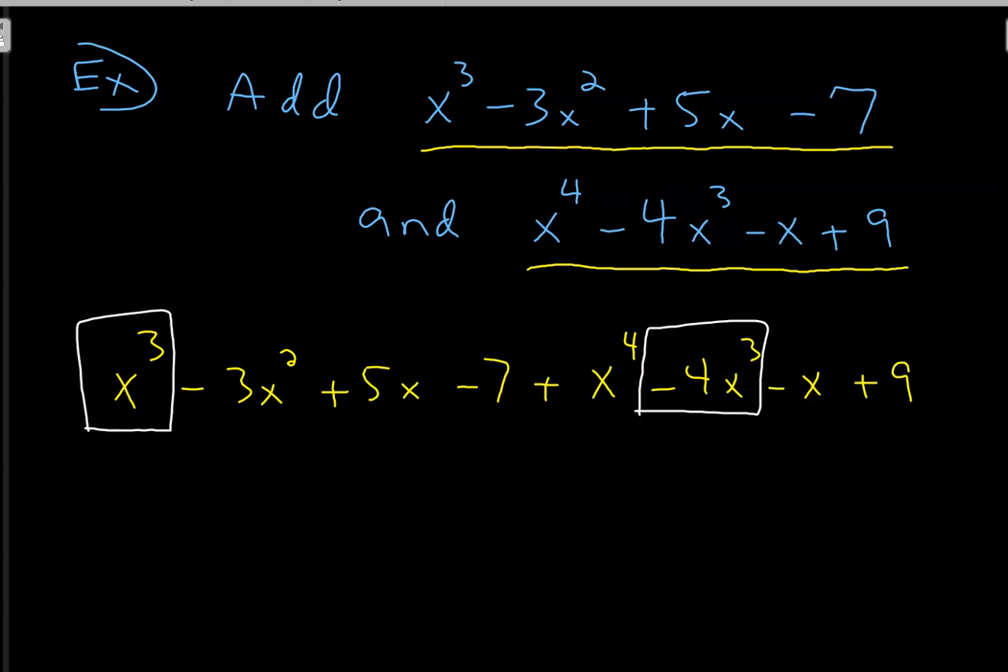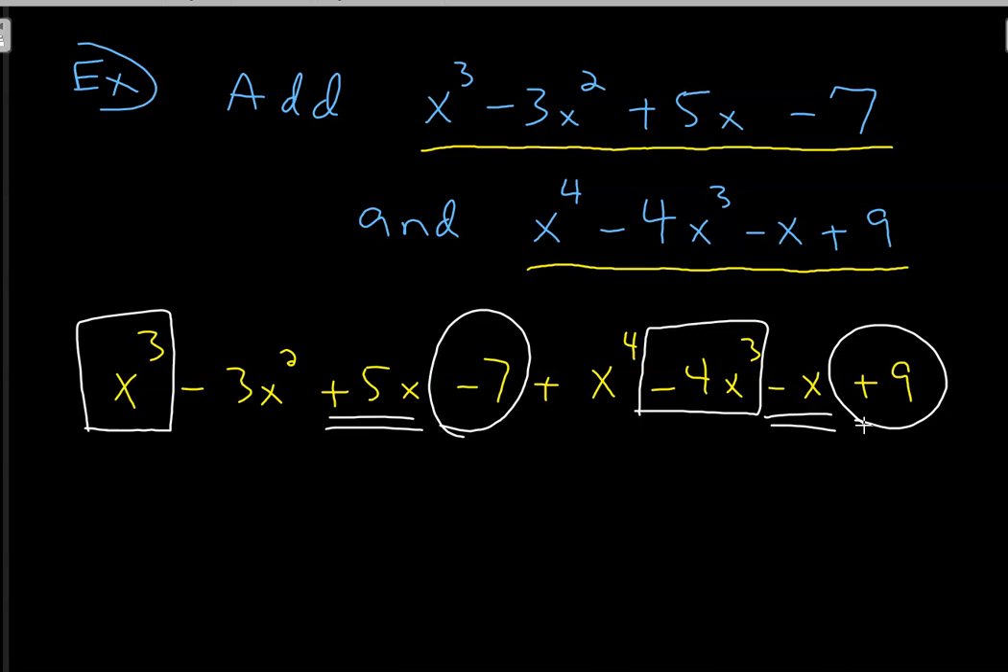And I look at 5x here, and then I have another x here with the negative sign. So those two are like terms. And then the negative 7, put a big circle, and the positive 9 are both constants, so they're like terms. So all my like terms are going to add first. I also have x to the 4th, and if you notice, x to the 4th has no like terms either. So I'm going to add my like terms first.